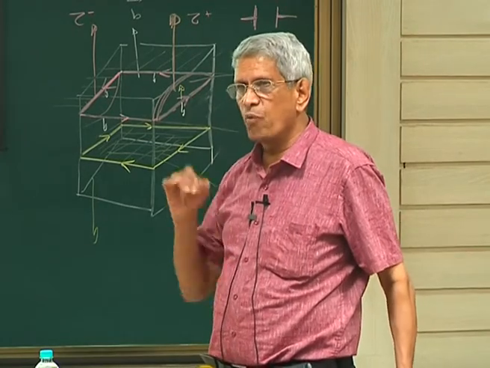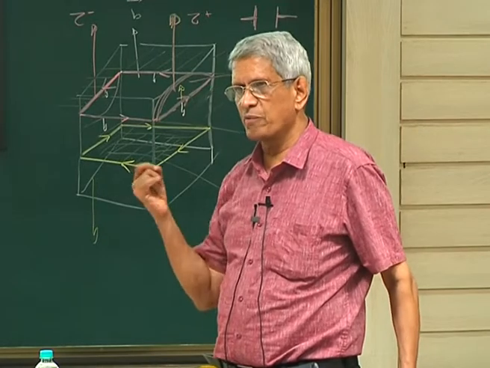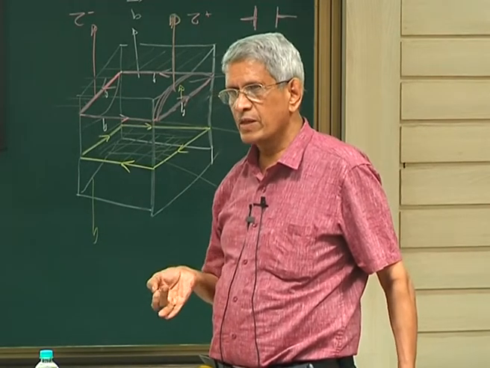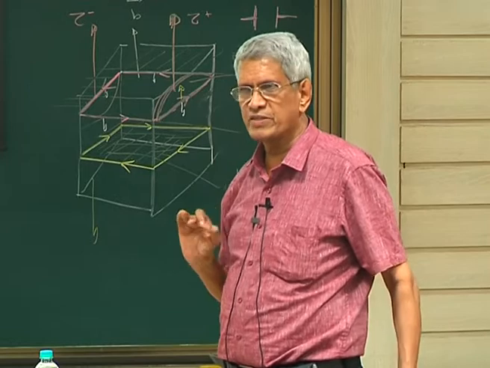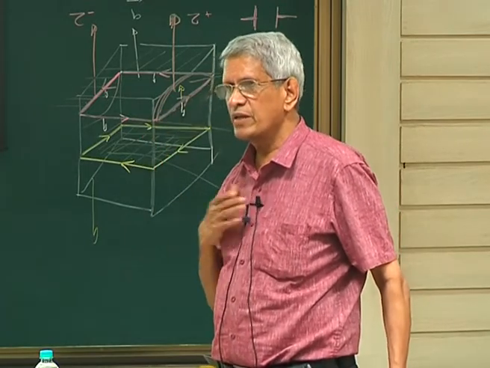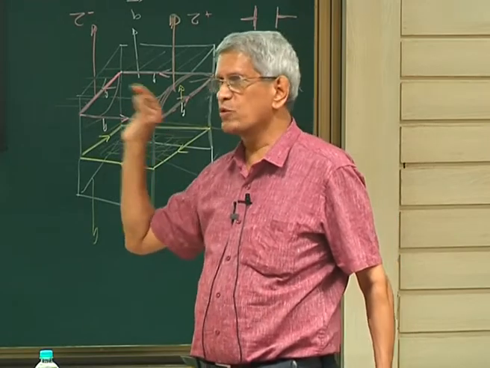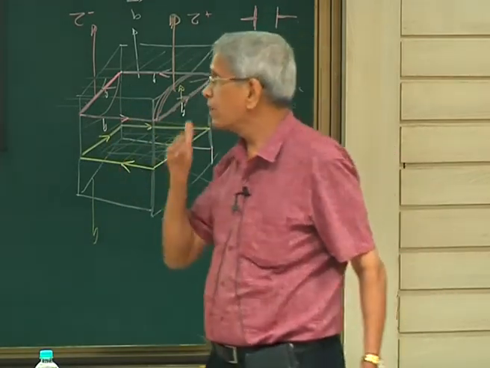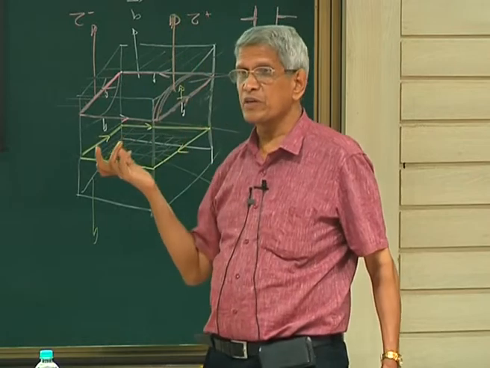Then what is the line direction of the dislocation? What is the plane on which the dislocation is lying? If we have these three pieces of information, then we know that we have characterized the dislocation completely. That's the crystallographic information, all of them.